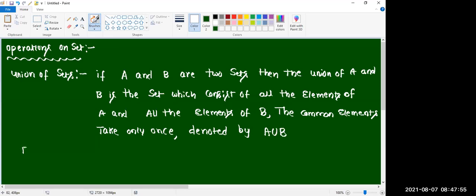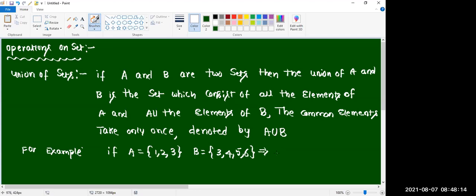For example, if A equal to 1, 2, 3, B equal to 3, 4, 5, 6, that implies A union B equal to 1, 2, 3, 4, 5, 6. Write down, please.